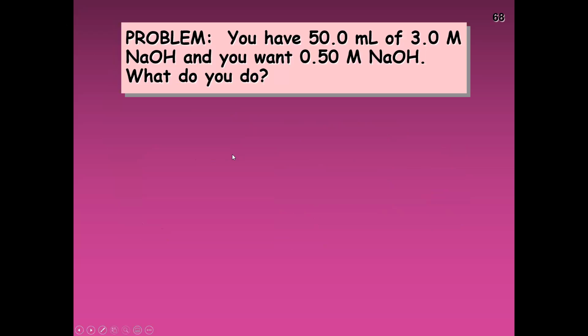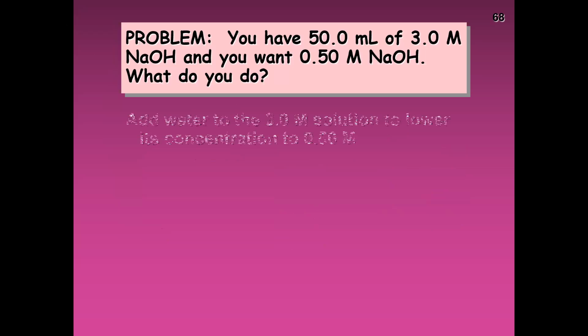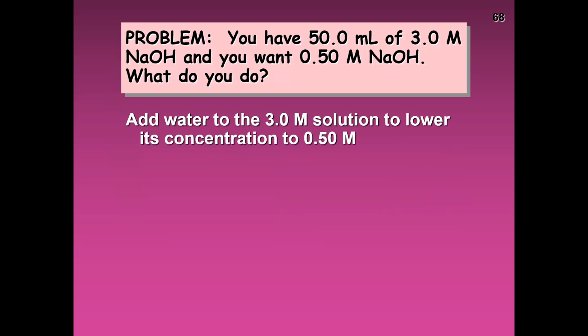One of the things that you also need to know how to do is how to dilute something. So if they're telling you that you have 50 milliliters, and you want to make 0.5 molar sodium hydroxide, but you only have 50 milliliters of 3 molar, how much water do you need to add?